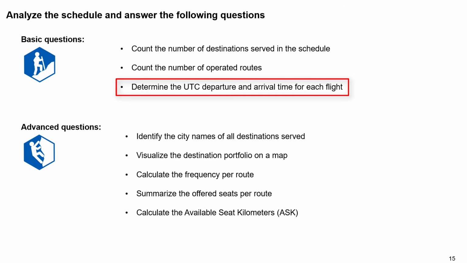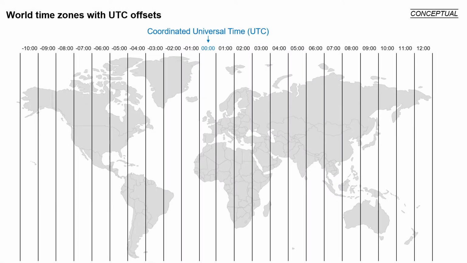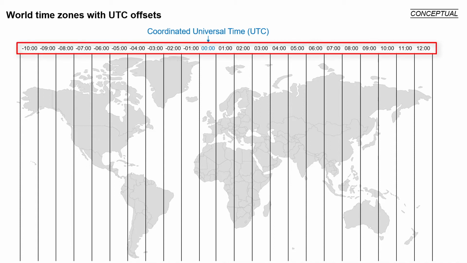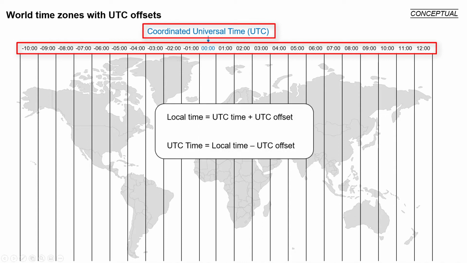Determine the UTC departure and arrival time for each flight. Before we start with any calculations, let's have a look at the basics of UTC offsets. The world is split into different time zones in which residents have the same local time. Each of these time zones has a certain offset in hours and minutes from the so-called Coordinated Universal Time, or UTC for short, which is the time at the prime meridian.